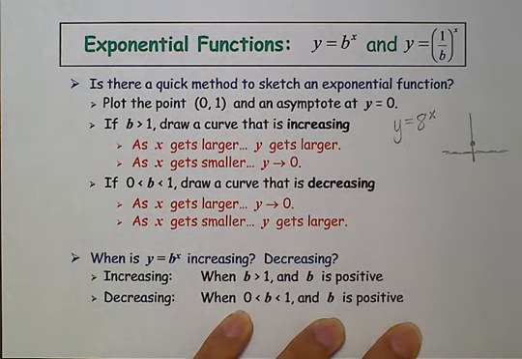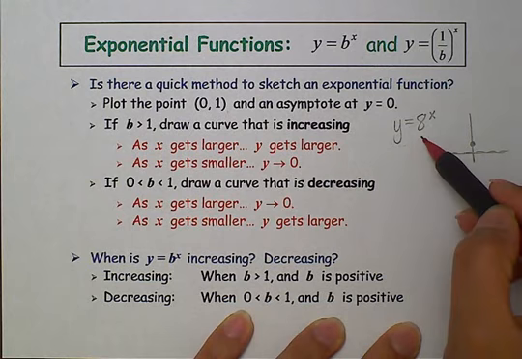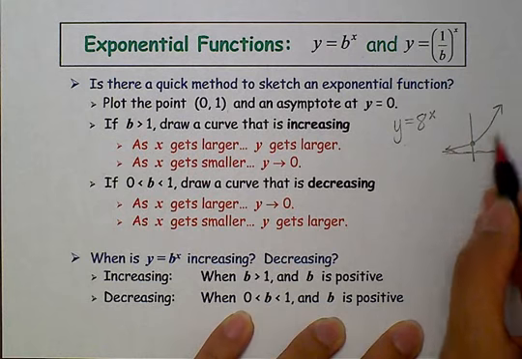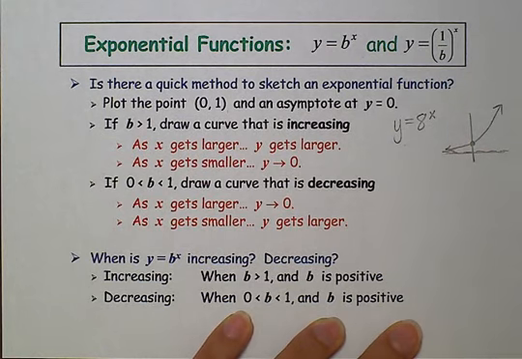And I know that because the base is greater than 1, the more I multiply 8 by itself, the larger it gets. So I'm going to have an increasing graph that will look like this. One end will approach the asymptote, the other end will approach positive infinity. Okay? So as x gets bigger, y gets bigger. As x gets smaller, y approaches 0.